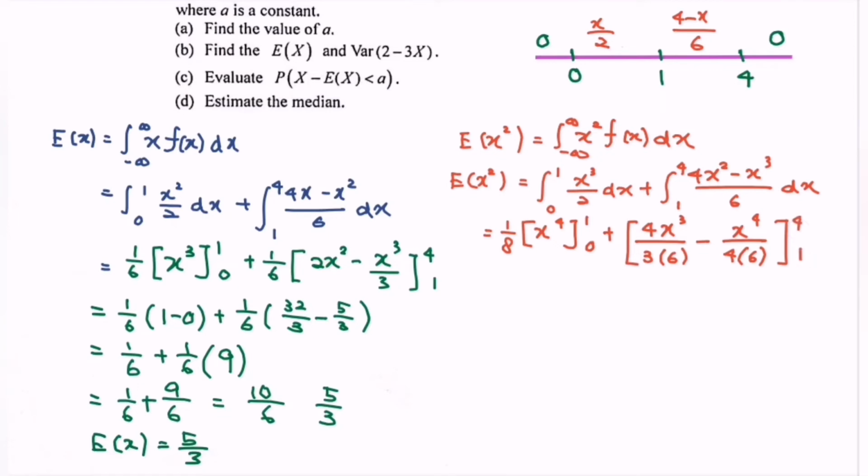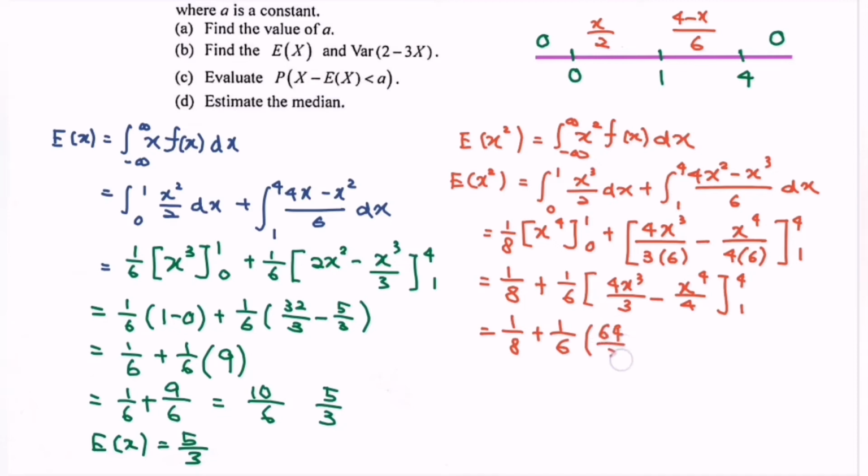Limit 1 to 4. Continue, where we have 1 over 8 plus the situation. Kindly factor out the 6. So where we will have 4x to the power 3 over 3 minus x to the power 4 over 4, 1 to 4. So we will have 1 over 8 plus 1 over 6 bracket. If we substitute 4, we will have 64 over 3. If we substitute 1, we will have 13 over 12. So kindly simplify the situation, and we will have E(X squared) equal to 7 over 2.